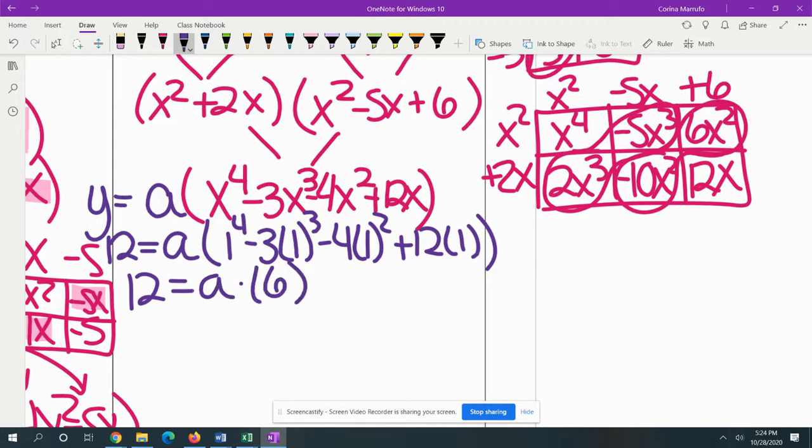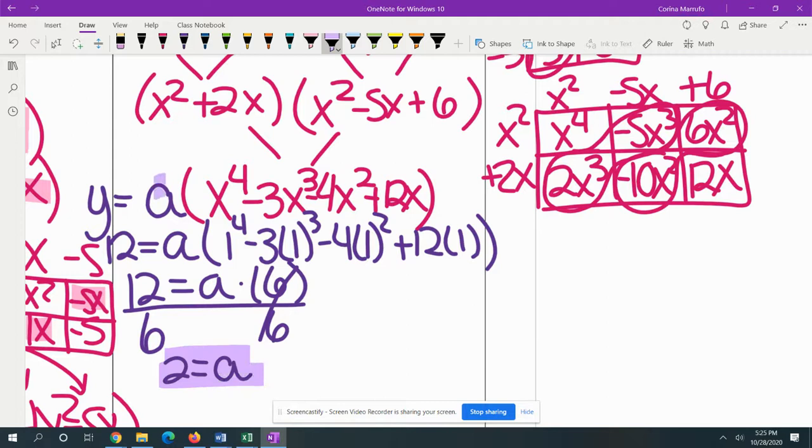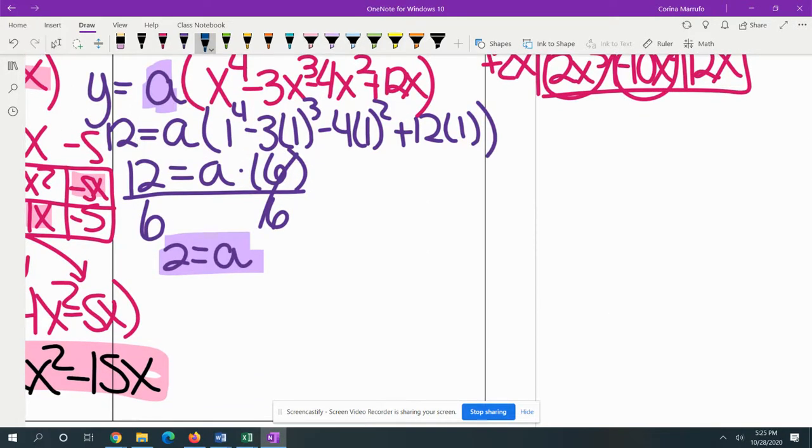So then our last step to solve for a is to divide both sides by 6. 12 divided by 6 gives me 2. So 2 is equal to a. Okay, we're not quite done yet. We need to go ahead and plug in a. So we take this a here and we plug it in here to find out what our function is equal to. So I'm going to go ahead and do that in my last step.